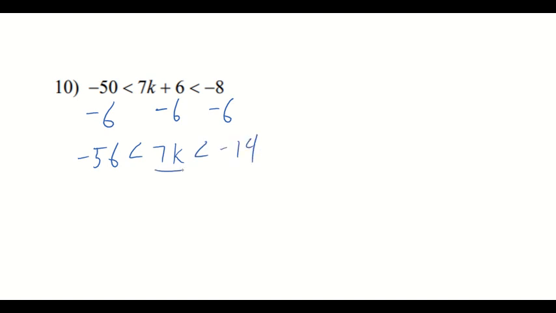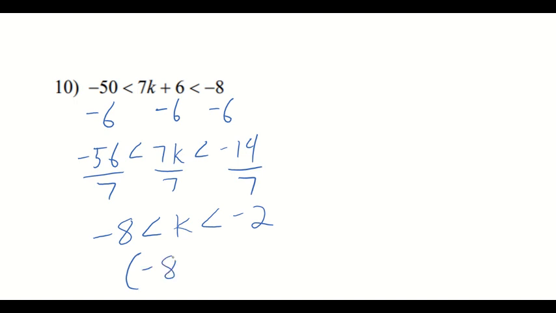Then, to get k by itself, we have to divide by 7, but we have to do that on each piece of this compound inequality. So we end up with negative 8 is less than k, which is less than negative 2. And then, of course, we're writing this in interval notation, so k is between negative 8 and negative 2.